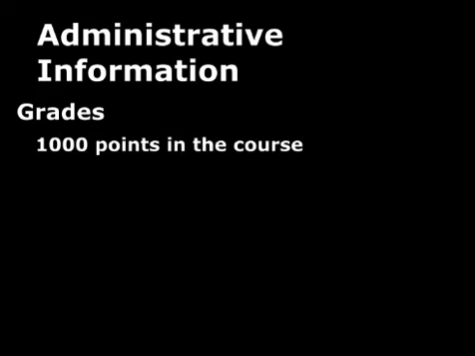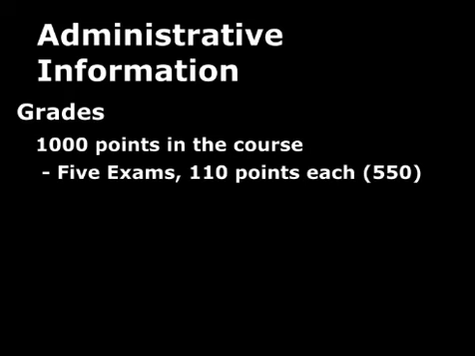Okay, next topic, grades. Here's how they're going to be done. There's 1,000 points possible for the class. So, by the time the class is over, you will have earned somewhere between 0 and 1,000 points. How do you get points? Well, points come from 6 sources.